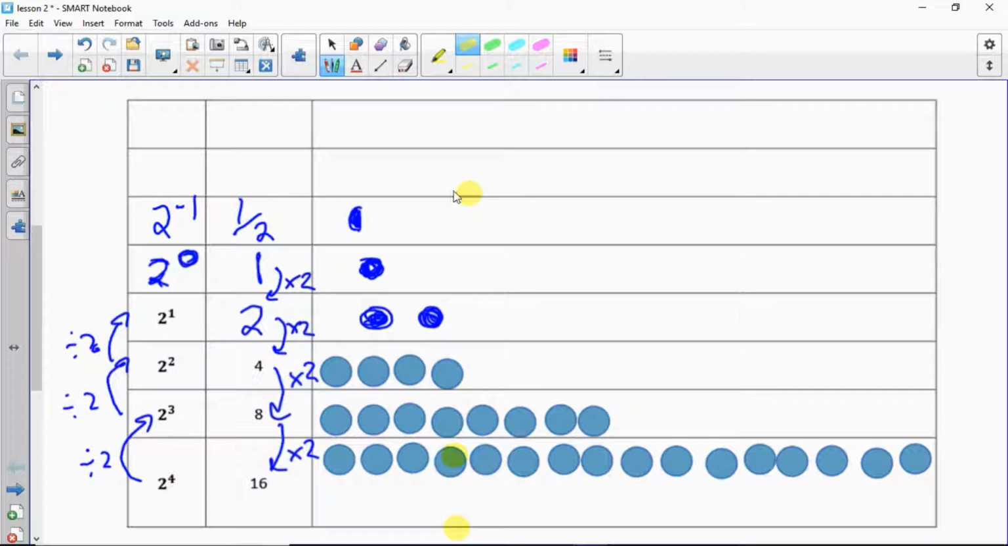And that is, in fact, what 2 to the power of 1 is equal to. How about if we continue? What about 2 to the power of negative 2? What would that have to be equal to?